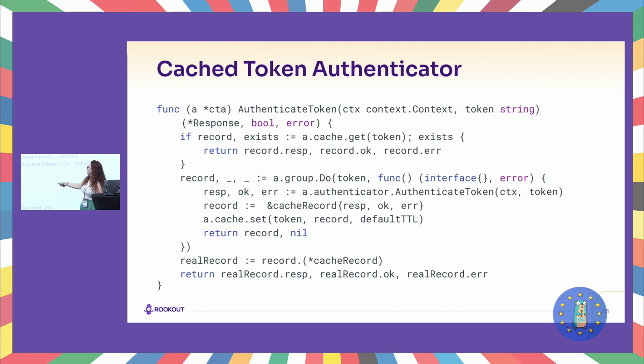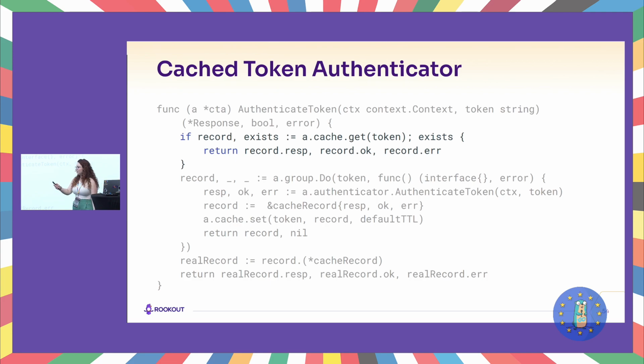And we're going to use that group here. Let's break it down. First of all, we're still going to check if it exists in the cache, right? Makes sense. Second of all, we're going to call the do method that we just saw. Now, what's going on inside the function that we're passing to the do method? Well, first, we're doing the authentication. And we're also adding it to the cache, because adding to the cache is something that we want to do once. We don't need to do it more than once for the same key, as long as the key exists.